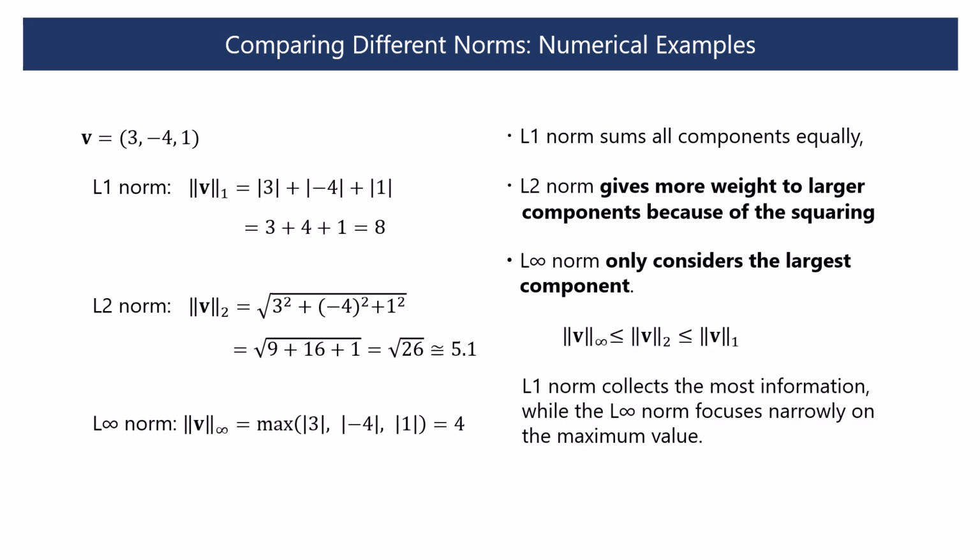This illustrates an important general relationship for non-zero vectors. This inequality reflects the fact that the L1 norm collects the most information, while the L infinity norm focuses narrowly on the maximum value. So, the takeaway is this. Your choice of norm can significantly change how a vector is evaluated.